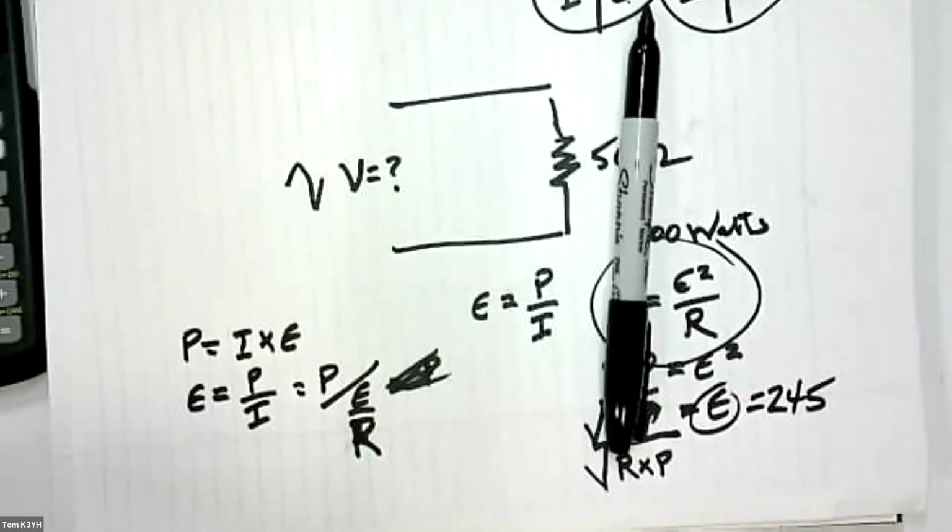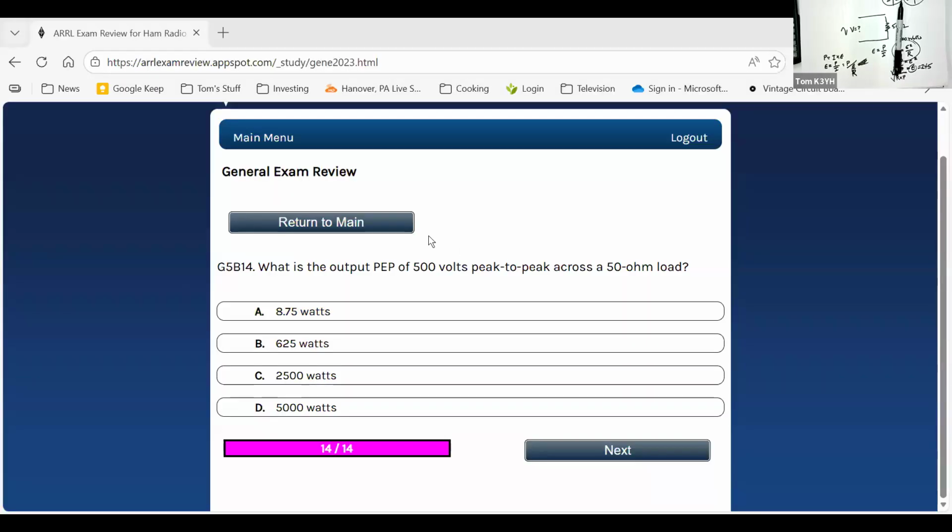Okay, so let me share the last one here. This is another AC power question, and it says, what is the output peak envelope power of 500 volts peak to peak across a 50 ohm load? Once again, you've got a power equals E squared over R situation. So that's good, because I was worried that you'd have to remember multiple equations.